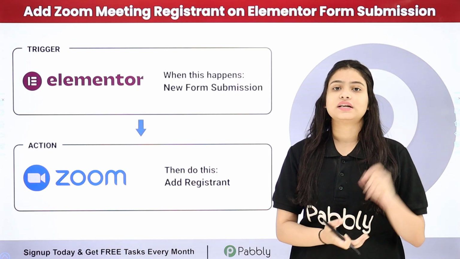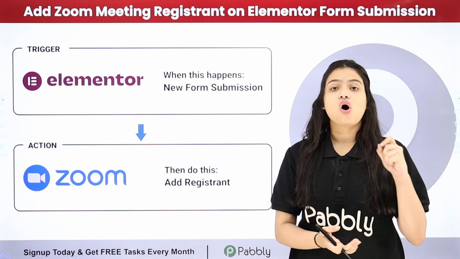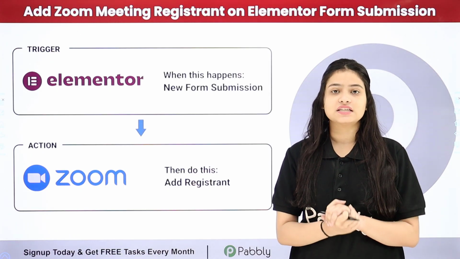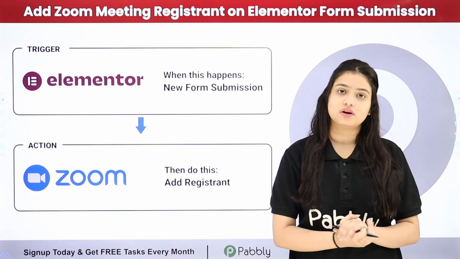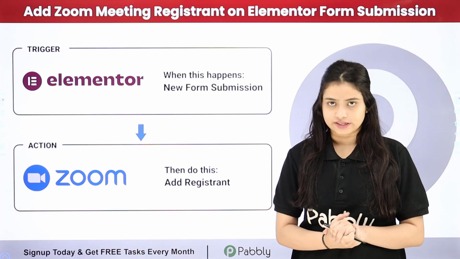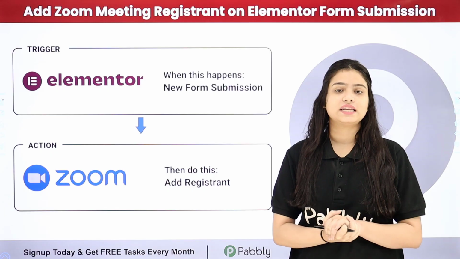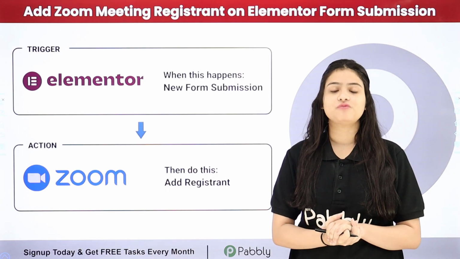Now my objective is that as soon as a client submits that registration form on Elementor, automatically that client should be added as a webinar registrant in my Zoom account. So how are we going to automate this entire process? For this, we will have to set up the connection between Elementor and Zoom, and we are going to do that without any coding or programming skills, simply with the help of Pabbly Connect.